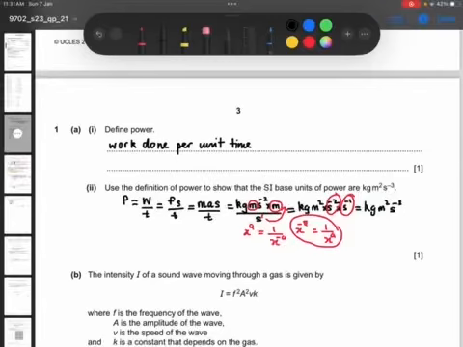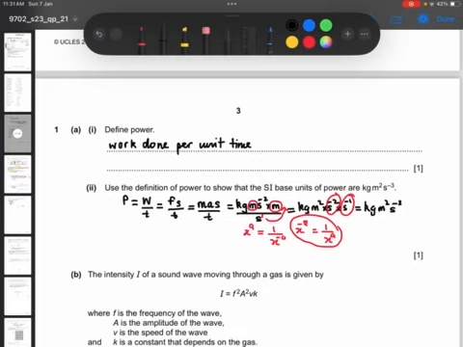Number 1A1, define power. We must be able to know the definitions and be able to recall them. Power is the work done per unit time. Of course, it can be written as the energy used per unit time, the energy gained per unit time, or the rate of energy use, or the rate of doing work. All of those are variations of the same definition: work done per unit time.